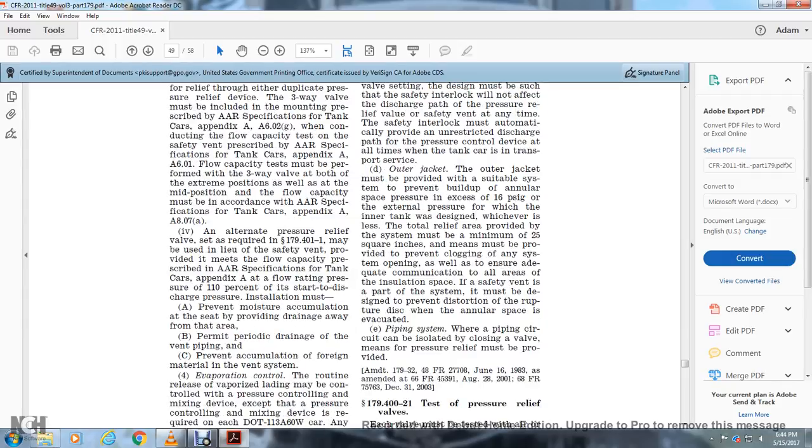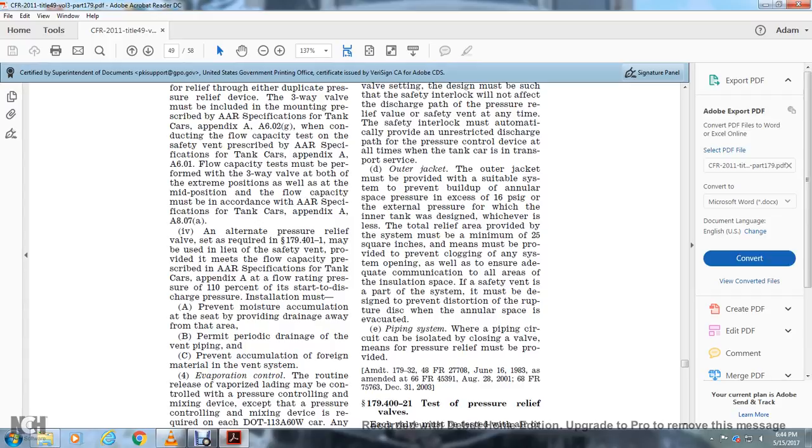The outer jacket must be provided with a suitable system to prevent building up the annular space pressure from exceeding 16 psi gauge for the external pressure within the inner tank jacket design, whichever is less. The total relief area provided with the system must be at least 25 square inches, and means must be provided to prevent clogging of any of the system openings, as well as to ensure adequate communication to all areas of the insulation space.